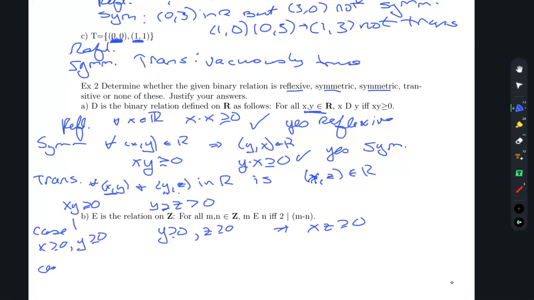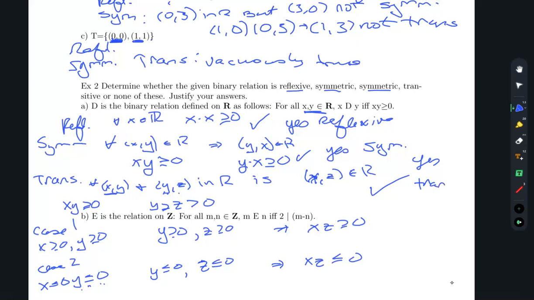So that's case 1. What about case 2? What if x and y were both less than or equal to 0? If y is less than or equal to 0, then z must be less than or equal to 0. That gives us the fact that x and z are both negative, so xz is less than or equal to 0. So check, yes, transitive. Okay, let me erase, and we can go on to the next one.